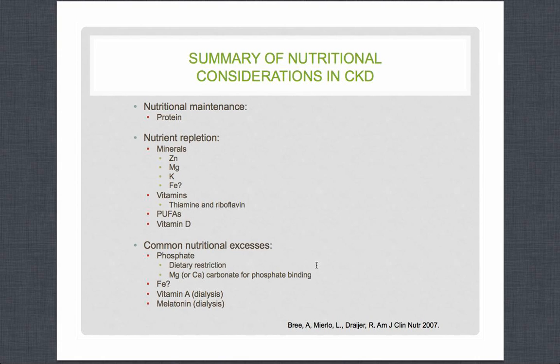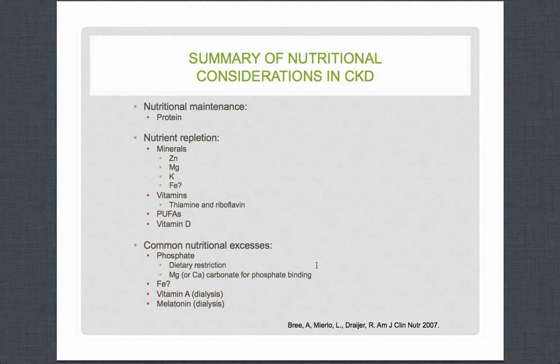Summary of nutritional considerations in chronic kidney disease. Again, protein, all of your minerals, vitamins, especially water-soluble vitamins, thiamine and riboflavin, polyunsaturated fatty acids, making sure that vitamin D status is adequate. And then there are some common nutritional excesses to be aware of. One is phosphate. Dietary restriction of phosphate may be necessary. Magnesium or calcium carbonate is also used for phosphate binding. Iron can become excess, but most often it becomes deficient.